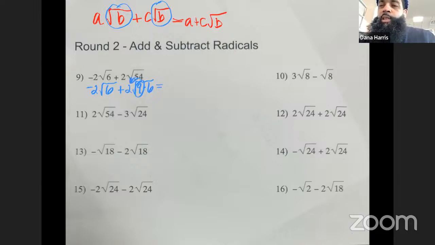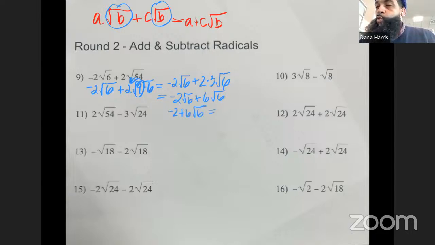So then what I get here is I keep the -2 square root of 6, and then plus 2, the square root of 9 is 3. So 2 times 3 square root of 6. Okay. And so now that gives me -2 square root of 6 plus 2 times 3 is 6 square root of 6. And then now I take -2 plus 6. So -2 plus 6 times the square root of 6 is going to give me 4 times the square root of 6. Okay. So that's your answer to number 9.